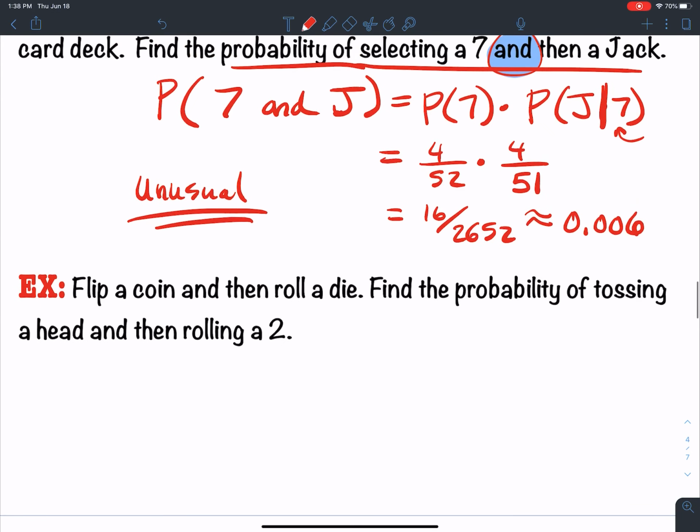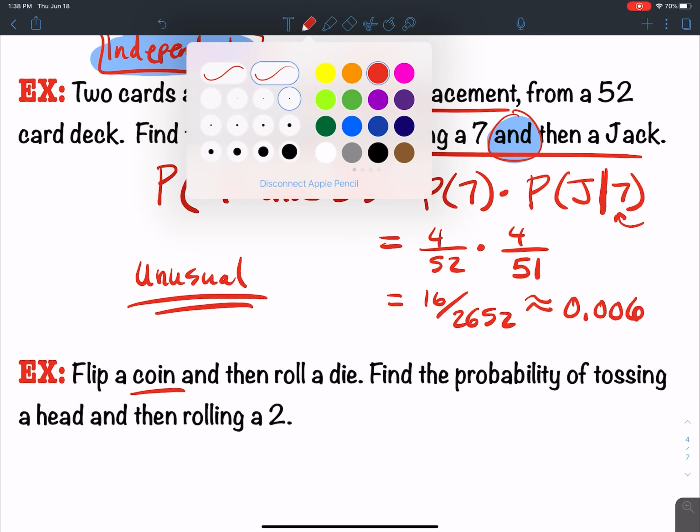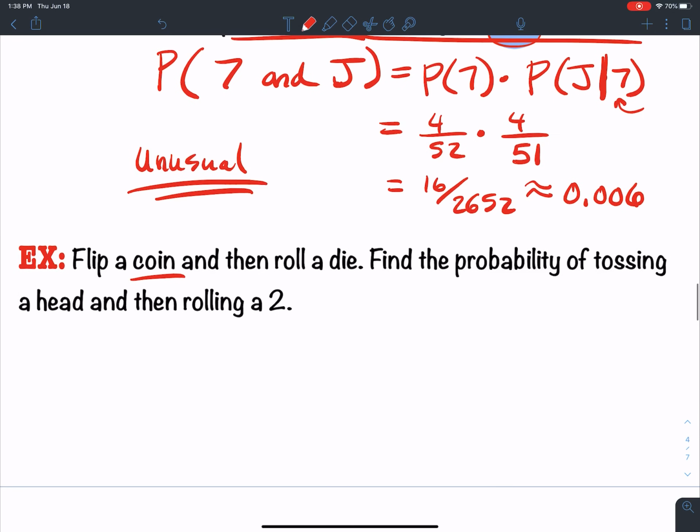Okay? Now, by the way, can't you see how these two things are dependent on each other? You see how they're dependent? Because drawing the 7 and not replacing it alters the probability of drawing the jack. Okay? Now, flipping a coin and then rolling a die. We determined that flipping a coin versus rolling the die, these two events are independent of each other. Flipping the coin has no effect on the probability of rolling the die.